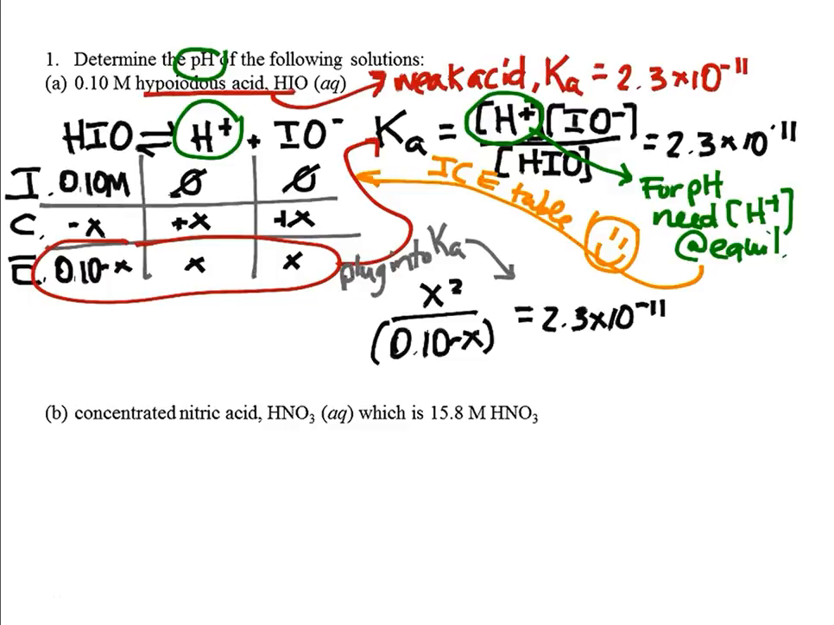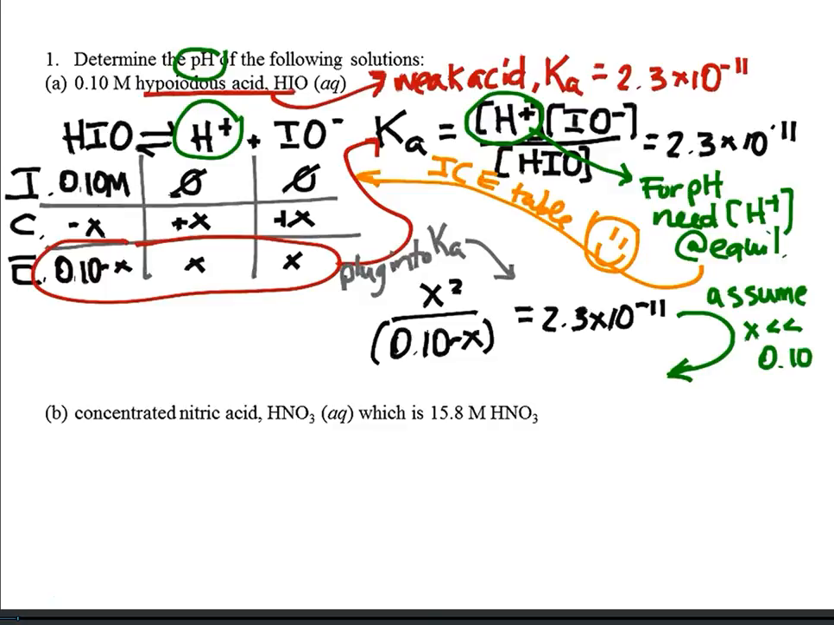That's going to give us an algebraic expression, x squared divided by 0.10 minus x equals 2.3 times 10 to the minus 11. Next, we're going to make an assumption here. We're going to assume x is negligibly small compared to 0.10. We can certainly do that in this case because Ka is very, very small, 2.3 times 10 to the minus 11. That's 0.000, 10 zeros, and then a 2 and a 3. So that's a really small number, which means this equilibrium lies way to the left, which means that x, the amount that dissociates, is going to be a very small number. Certainly negligible compared to 0.10. But we will check it at the end to make sure that it's valid.